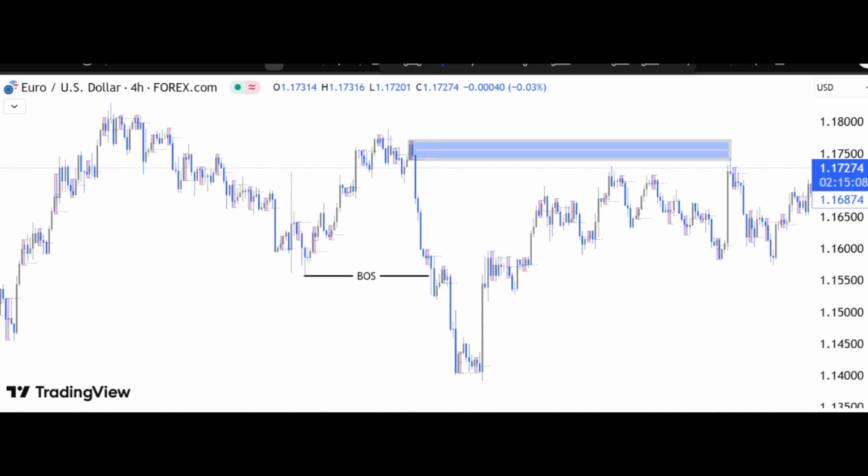Here is an example of market structure. We start with the bearish move on the 4-hour chart. Price dropped and left behind some supply zones and fair value gaps. Later, price came back up to mitigate one of those supply zones, which is the extreme supply. That means it touched and reacted.